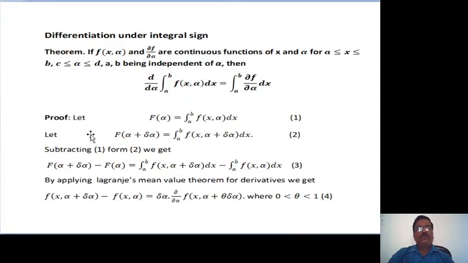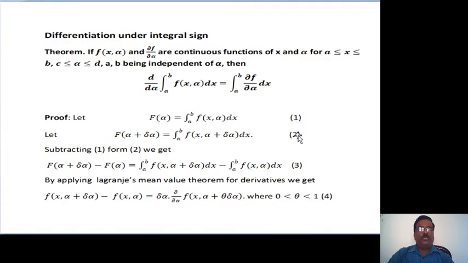So here we prove the theorem by using Lagrange's mean value theorem. For that, first we consider F of alpha. Let F of alpha be equal to integration from a to b f of x comma alpha dx. Now give a small increment to this function F of alpha, which gives F of alpha plus delta alpha equal to integration from a to b f of x comma alpha plus delta alpha dx. Now call this equation 1 and this equation 2.